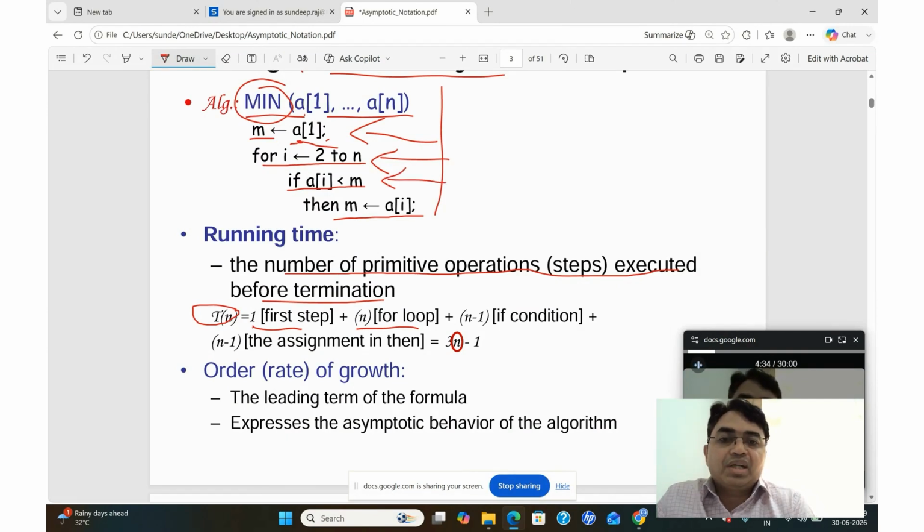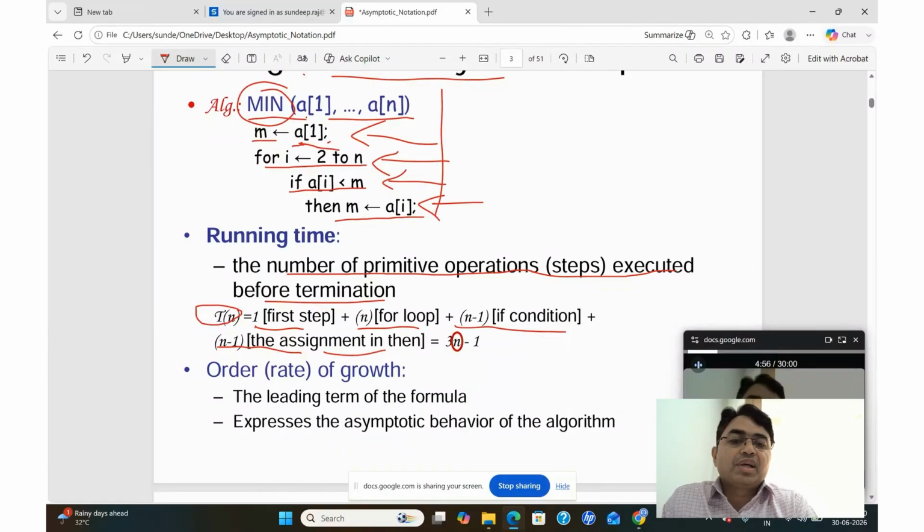Coming to the condition in the third step, a_i less than m, this condition will be executed n minus 1 times, because at the nth time the for loop will be terminated. The assignment of the ith element to m will similarly be executed n minus 1 times. So when we add 1 plus n plus n minus 1 plus n minus 1, that will give us 3n minus 1.